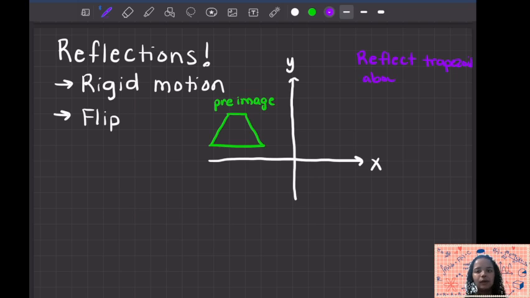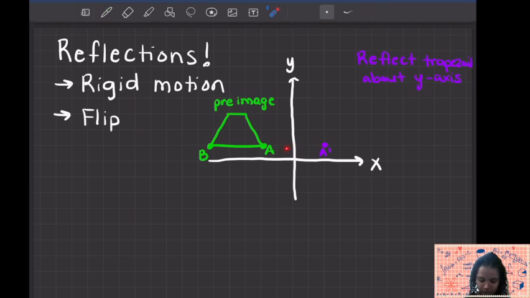So an easy way to tell where the trapezoid should be if you flip it over a specific axis is to count how far away from that axis each point is. So for example, let's say this point over here is point A. Point A is 2 spaces away from the y-axis towards the left. So once I flip it about the y-axis, it's still going to be 2 spaces away, but it's going to be on the opposite side. So now that's going to be A prime, or your first image A.